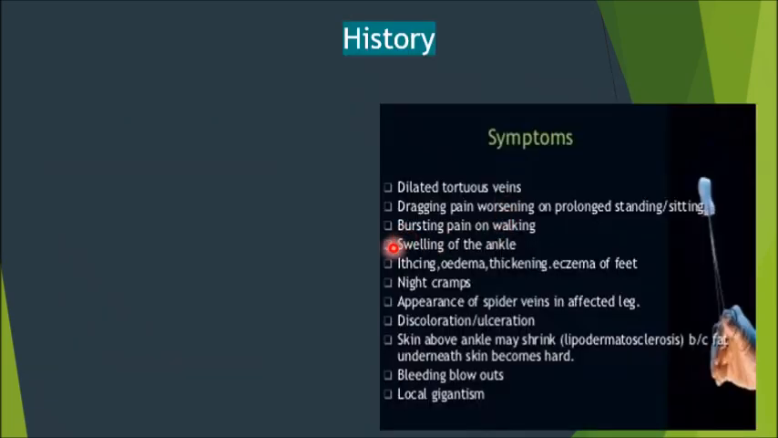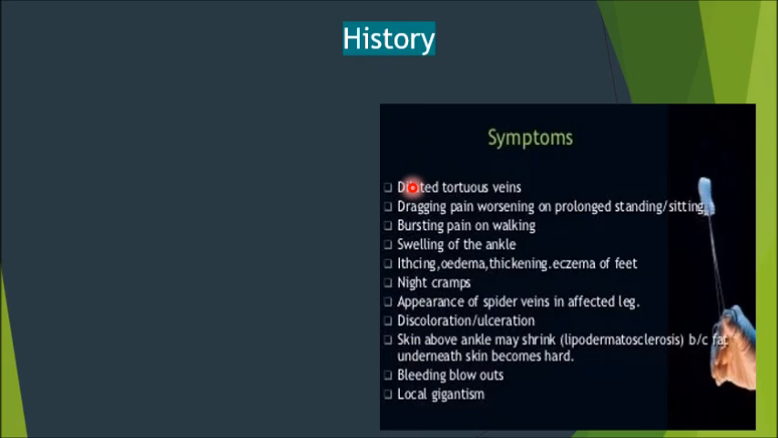Okay, next we come, once you have settled with the patient and she is very comfortable with you, to the history taking. There are a lot of symptoms that a patient may present with varicose veins, and this is a long list of symptoms that I've put here.